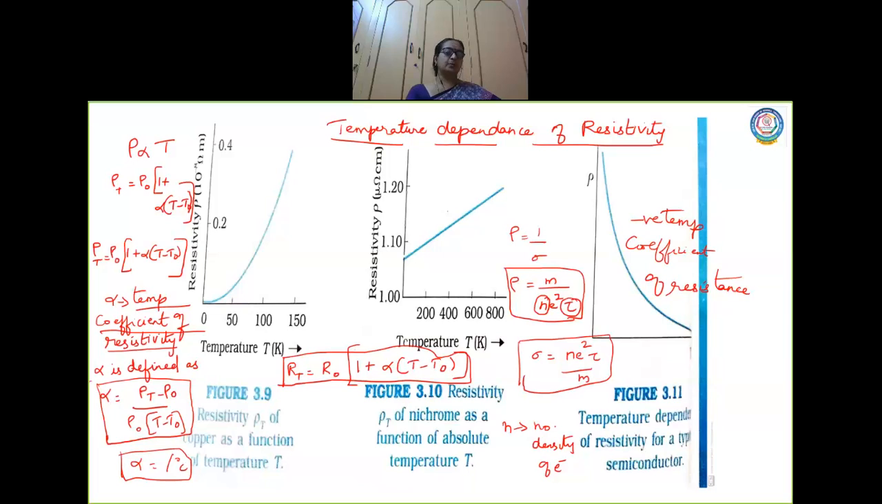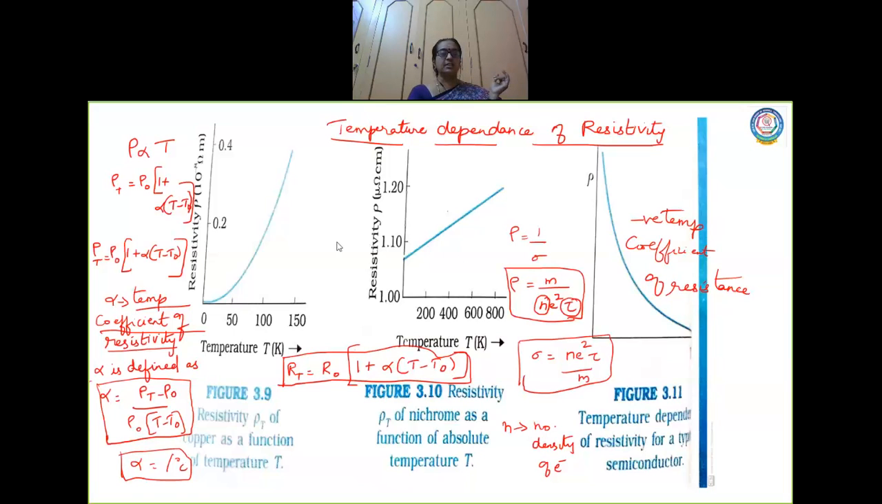I have given the formula. Whenever you increase the temperature, the resistivity and the resistance of the conductor will increase. In the case of conductors, the resistance will increase. In the case of semiconductors, when you increase the temperature, the resistance will decrease. So we have discussed two formulas, based on resistivity and based on resistance.